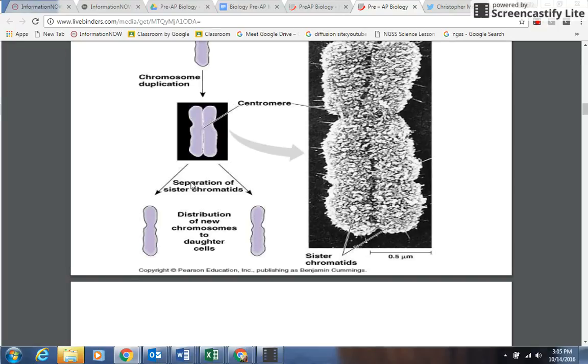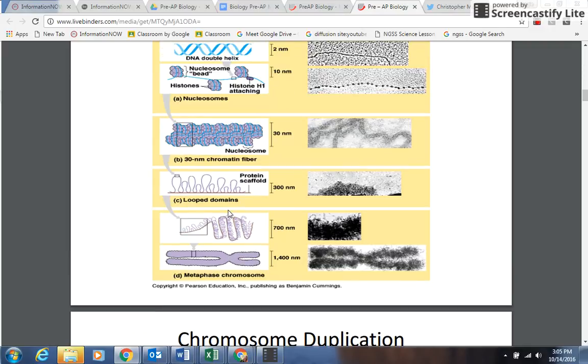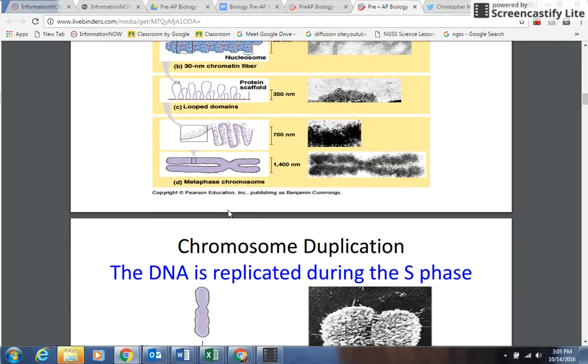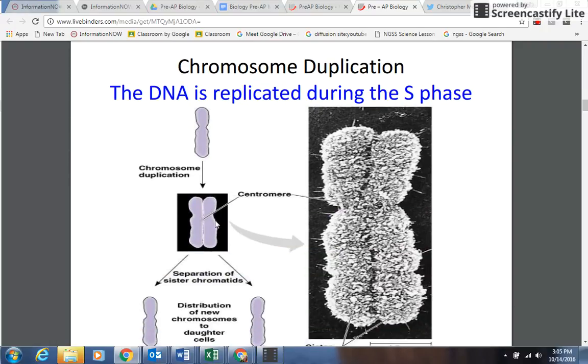Another thing that's real important to look at here is what's called the centromere. The centromere right here in this central part is a group of proteins. We talked about how animal cells have centrioles that give out spindle fibers. Those spindle fibers are going to attach to that centromere right here, and when we pull these apart, they get pulled apart from that centromere.